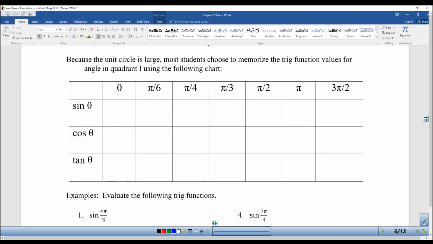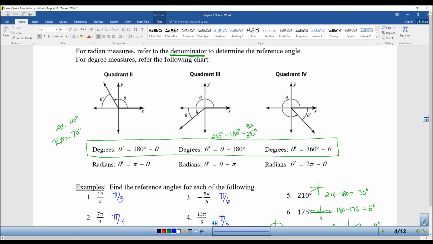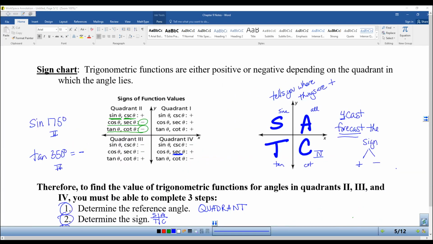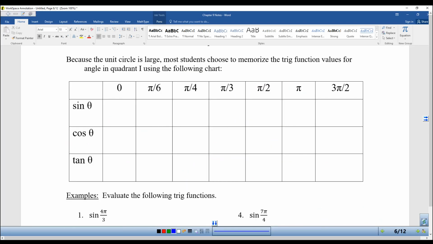So some people actually draw on the unit circle, I'll go back, and put all the values here. So at pi 6, they write the sine and cosine and tangent on the unit circle. You can do that, but I'm a chart person, so for me, this is easier. And it has a great pattern. So sine of 0 is 0. Sine of pi 6 is 1/2. Sine of pi fourths is the square root of 2 over 2. Sine of pi thirds is the square root of 3 over 2. Sine of pi halves is 1. Sine of pi is 0. And sine of 3 pi halves is -1.